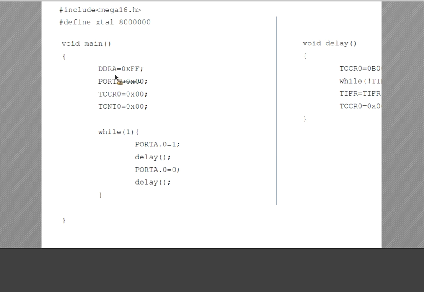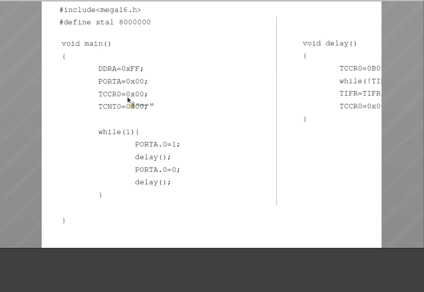Okay, DDR was data direction. Data direction for port A is FF. That means output. We assigned port A as output, and port A is 0.